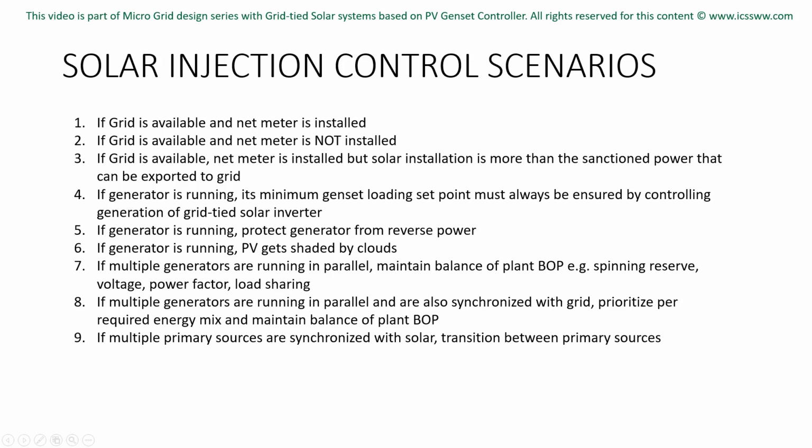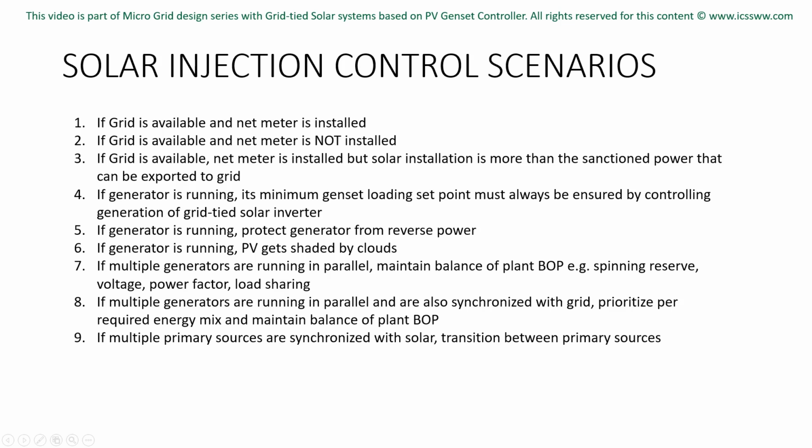Your grid-tied inverter must only generate enough power to take up site load and must not feed excessive power back to the grid. So if the load is more than the available AC power provided by the grid-tied inverter, solar production must not be curtailed. If load is less than the available AC power provided by the grid-tied inverter, solar production must be curtailed to stop the inverter reverse feeding into the grid. Number 3, if grid is available, net meter is installed, but the solar installation is more than the sanctioned power that can be exported to the grid. In such a scenario, the grid-tied inverter must take up load and only export the amount of power that is allowed to feed back by the grid.